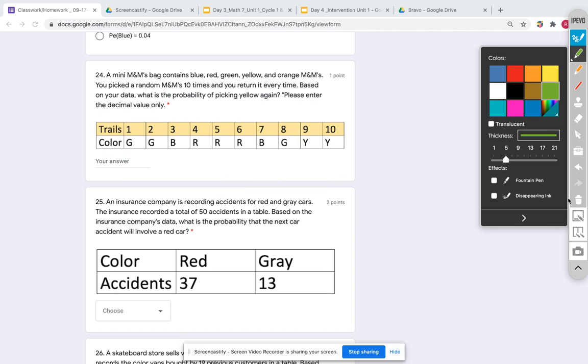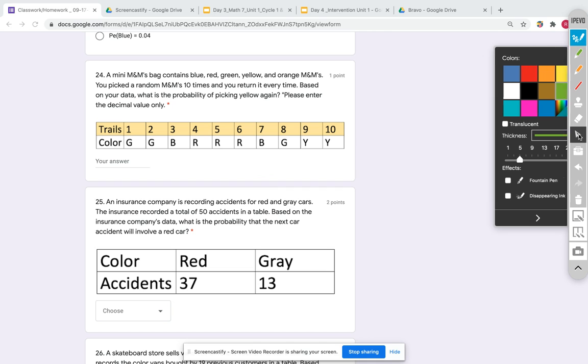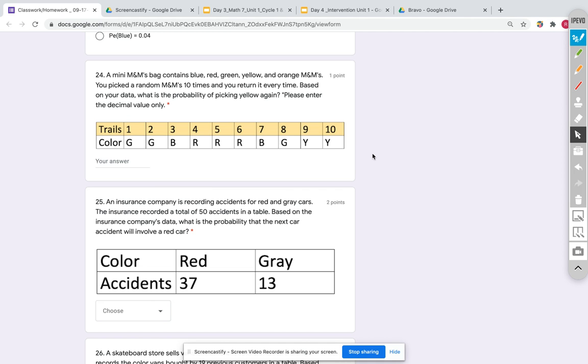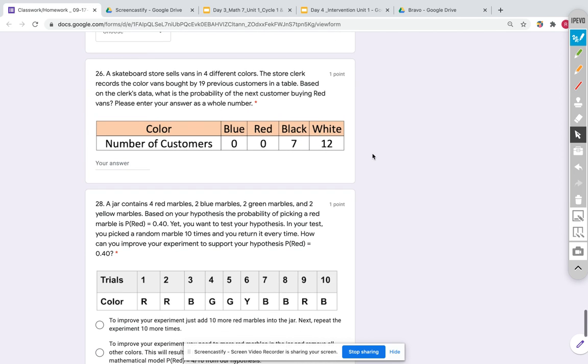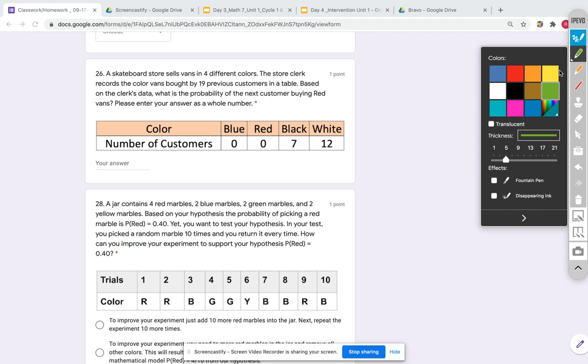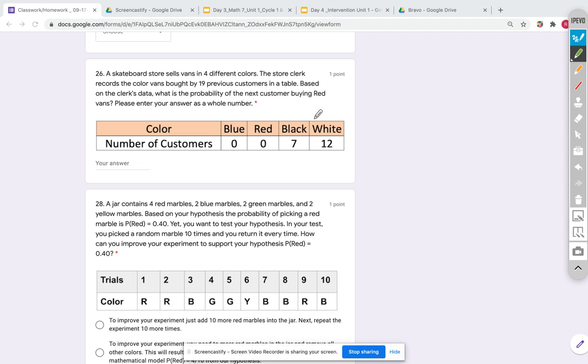I feel like just doing one more because I know a lot of you were struggling on this concept. So the one I would like to do is perhaps number 26. Go ahead and read it really quick. And you could pause it if you need more time, but I'm going to ask you guys, what is the question asking you to find? And go ahead and respond.